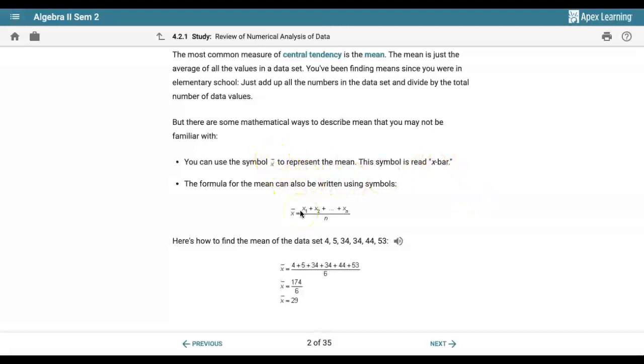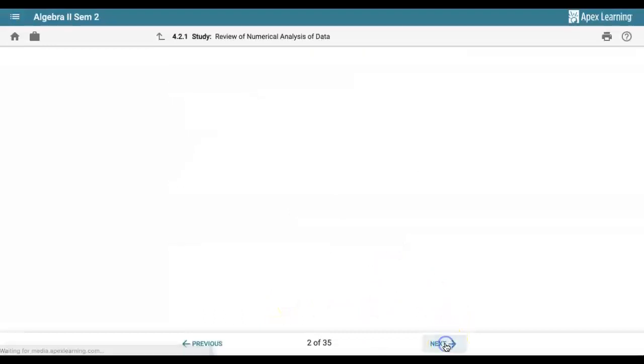We can calculate it like that. The formula of the mean can also be written using these different symbols. So x bar being our mean, it's like saying take all the individual values, add them up, and divide by the number of values there are. So if we look at the mean of our data set, we take all the individual numbers, add them, and divide by the total number of data points, and there were 6 values, so we divide by 6. So our average, or our mean, is 29.